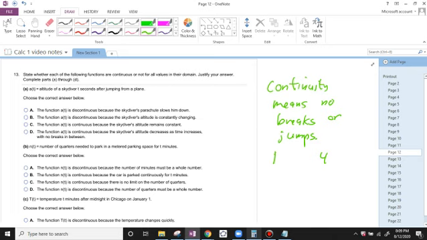If I'm saying a continuum, if I want to know the continuum from 1 to 4, I need to know every number in between, not just the whole numbers. Continuity in words just means no breaks or jumps. Say whether each of the following functions are continuous or not for all values in the domain. Justify your answer. The altitude of a skydiver t seconds after jumping from a plane.